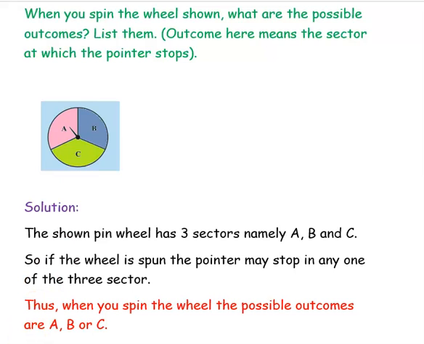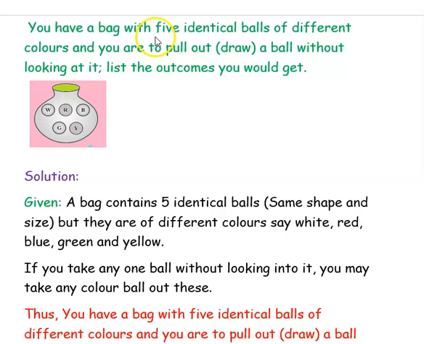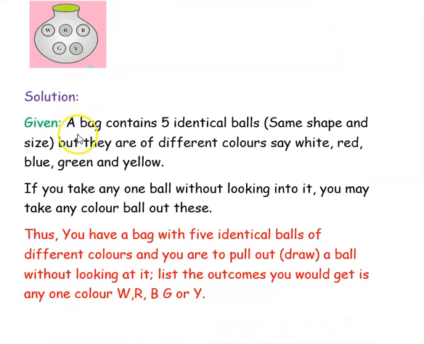pointing to. Next question is, you have a bag with 5 identical balls of different colors and you are to draw a ball without looking at it. List the outcomes you would get. Okay, so the 5 different color balls are given: white, red, blue, green and yellow. Solution. Given a bag contains 5 identical balls. Identical balls means the balls are of the same size and shape, but they are of different colors, say white, red, blue, green and yellow.